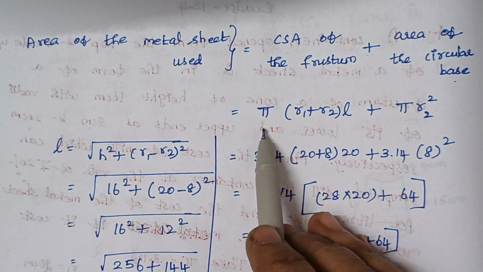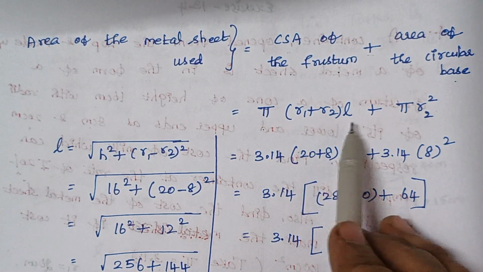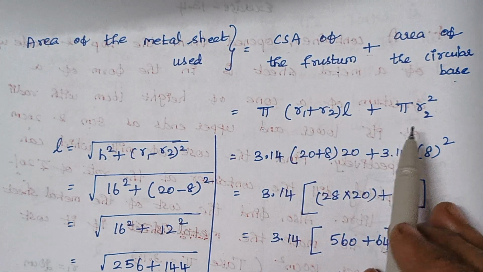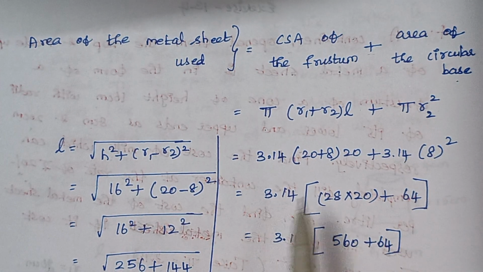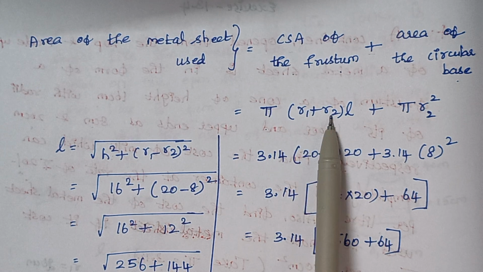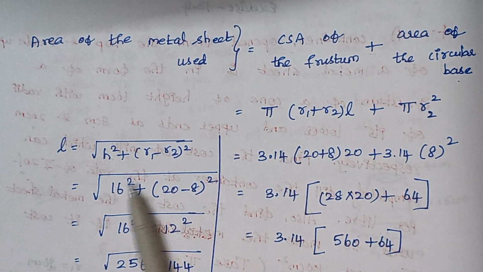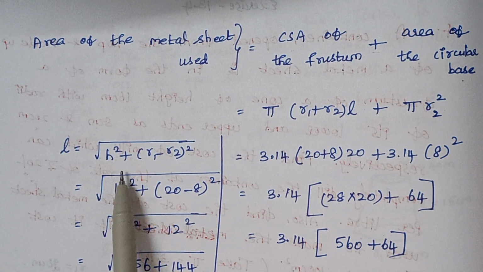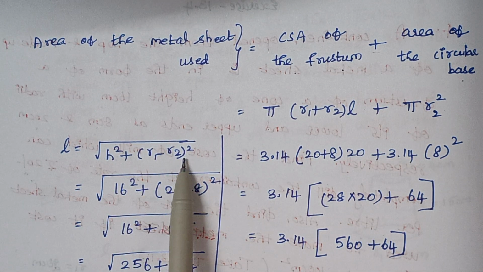So the formula is pi into (r1 plus r2) into L plus pi r2 square. So here pi is common, so you can take pi outside, and you know the values of r1, r2, and here we have to find the value of L. So L is given by root of h square plus (r1 minus r2) the whole square.